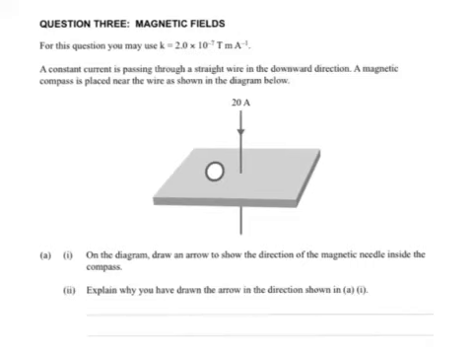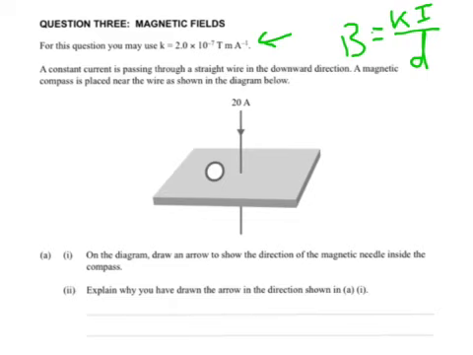Question 3, we're looking at magnetic fields. For this question we have this constant here, that's from the formula B equals Ki over D. So that's a formula that's going to come up later, so that's what that's related to. A constant current is passing through a straight wire in the downward direction. A magnetic compass is placed near the wire as shown on the diagram below.